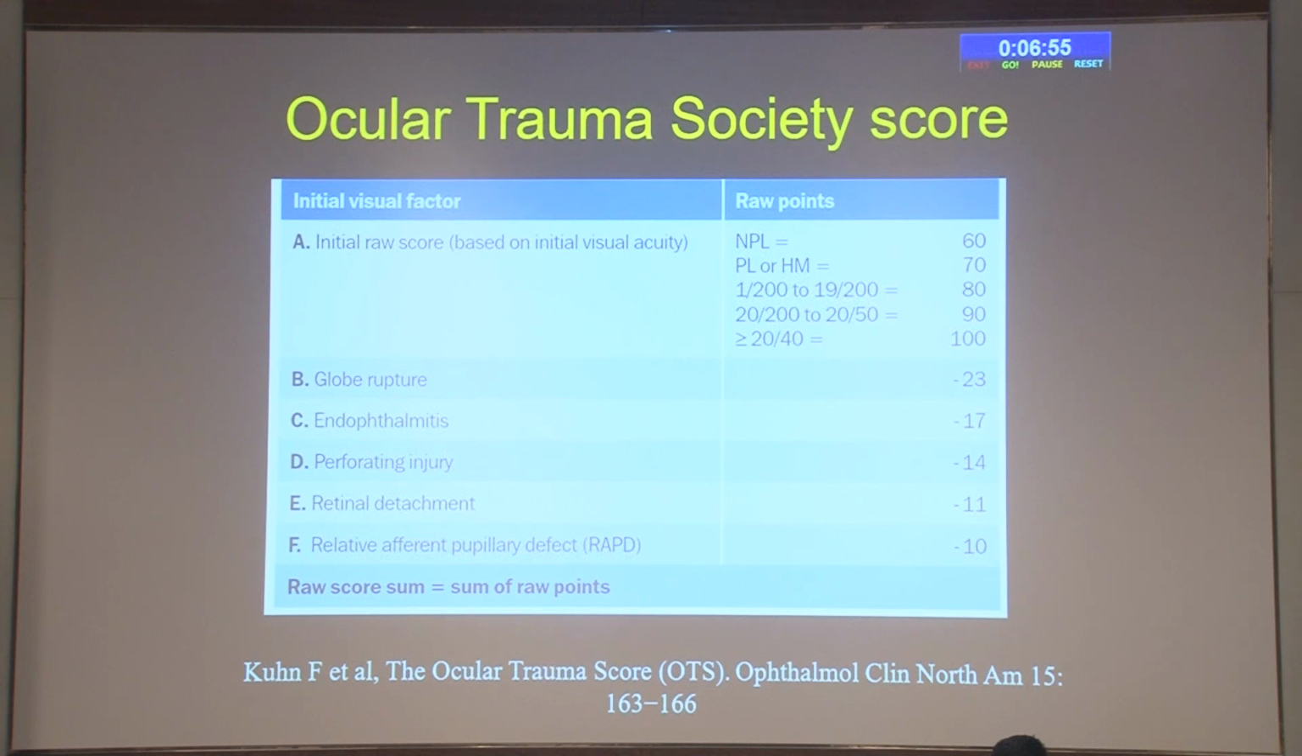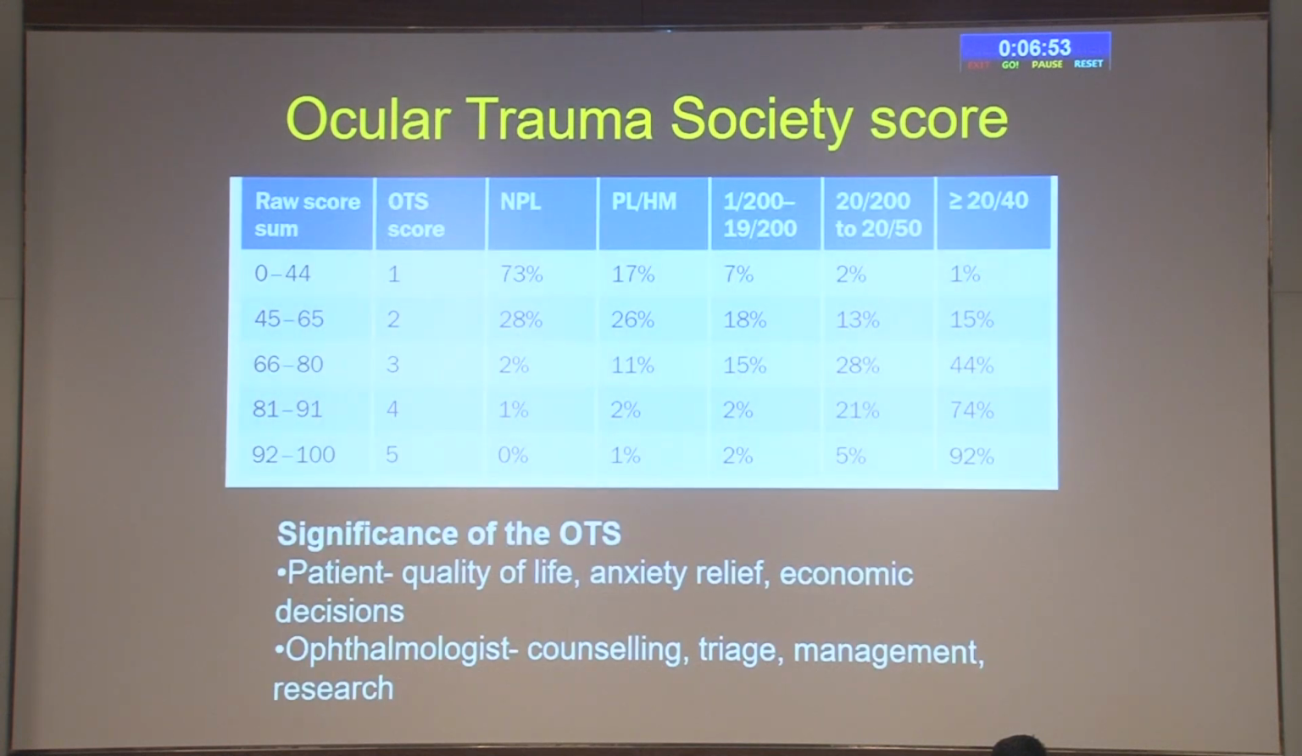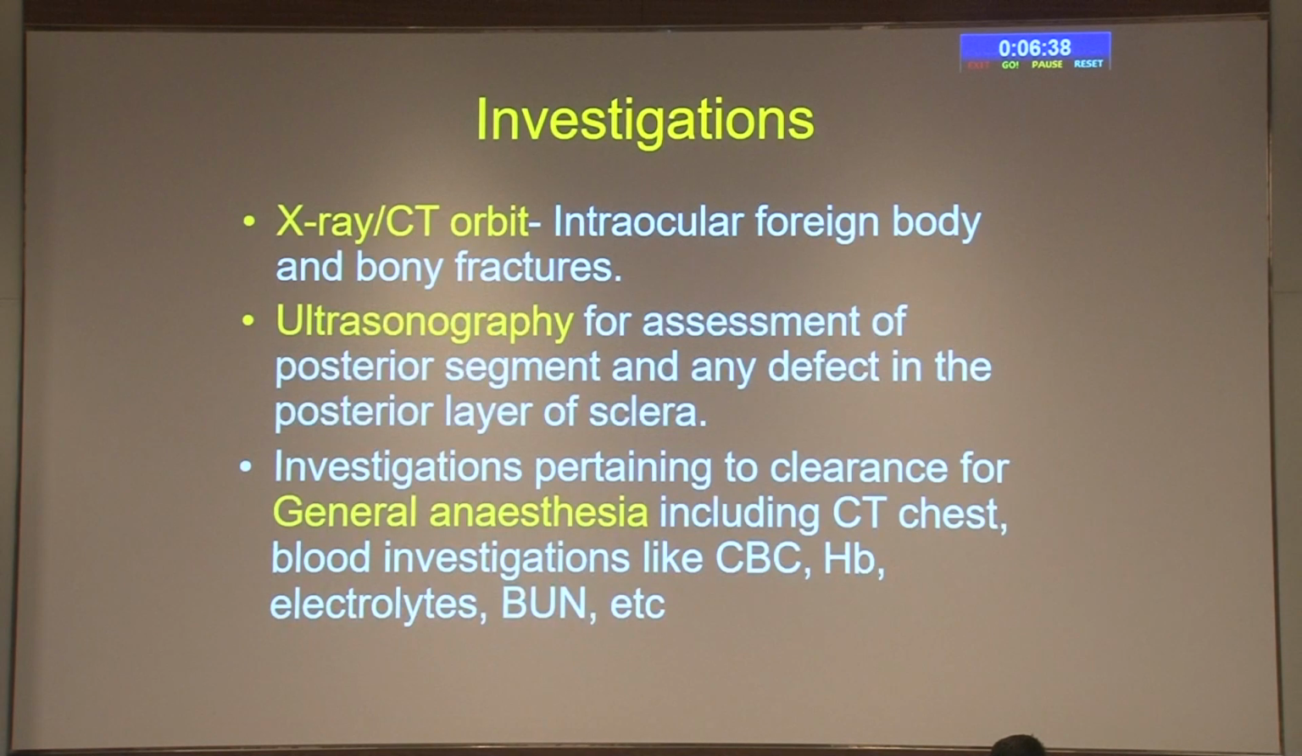So what happens with this? The score comes to ranges like 0 to 44, 45 to 60, and so on up to 100. Once the score is there, you get a category of 1 to 5, 1 being the poorest prognosis and 5 being the good prognosis. So this is the prognostic indicator for the patient and for their attenders.